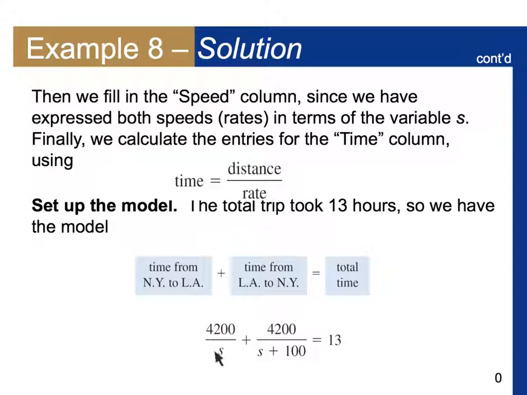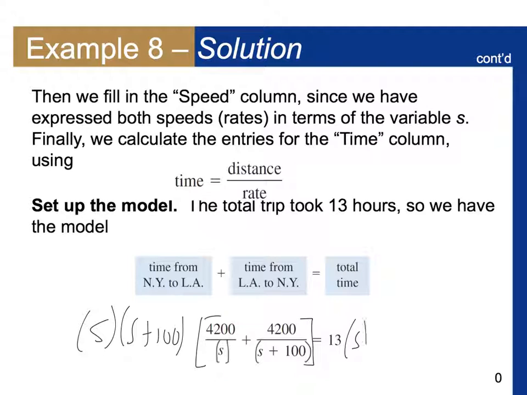Now we're going to have to multiply both sides by, if you think about this being factored, we're trying to find our lowest common denominator. So this is a factor and this is a factor. We're going to have to multiply these two to get our common denominator, this S and this S plus 100. So we multiply both sides of this times S plus 100. We take this whole side and multiply it times S plus 100, and then we do the same thing to the other side.